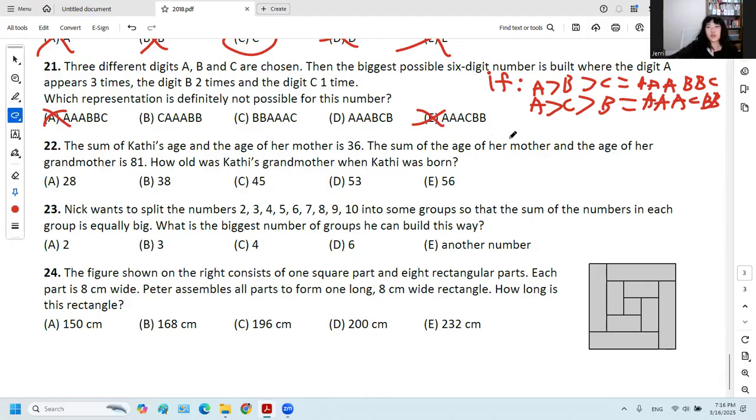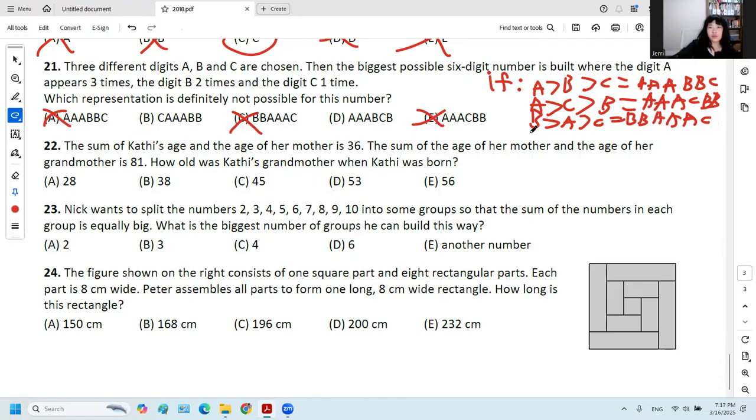If B is larger than A is larger than C, it would equal BBAAAC. BBAAAC is not the answer.